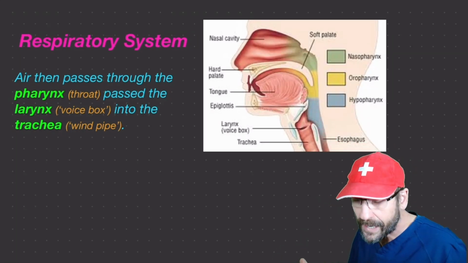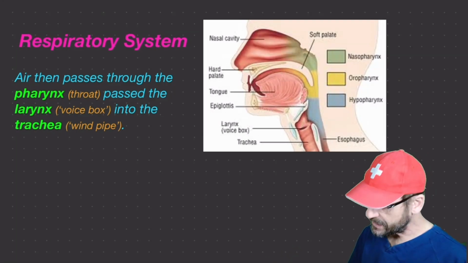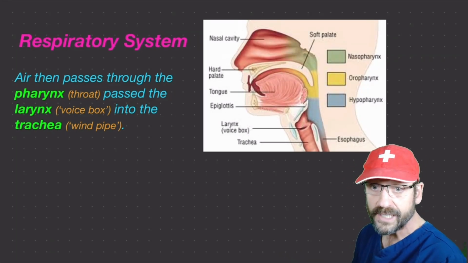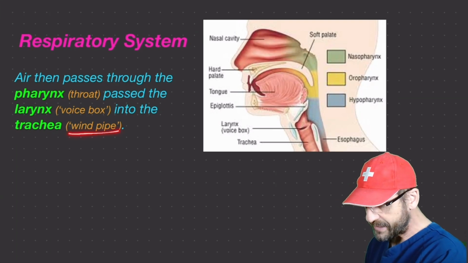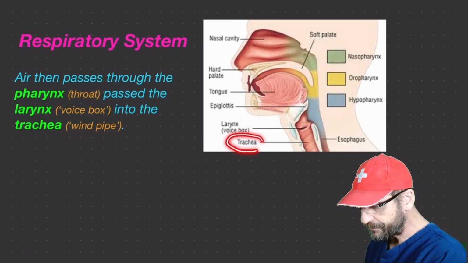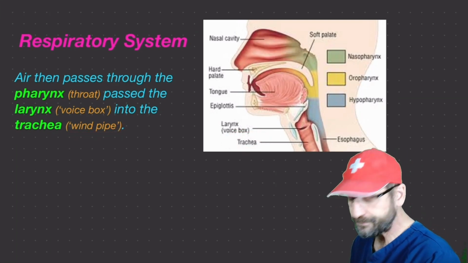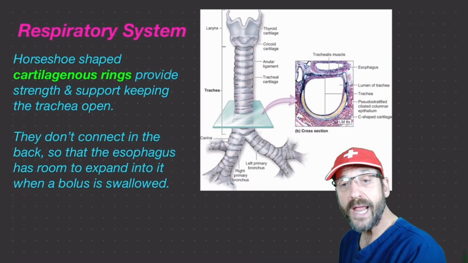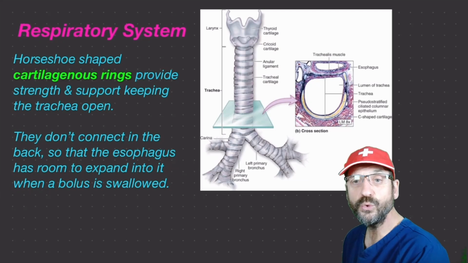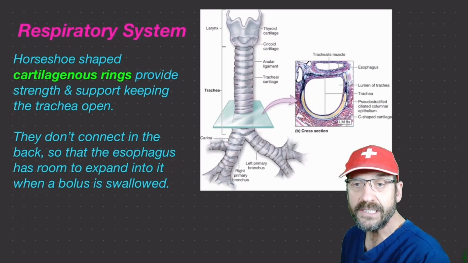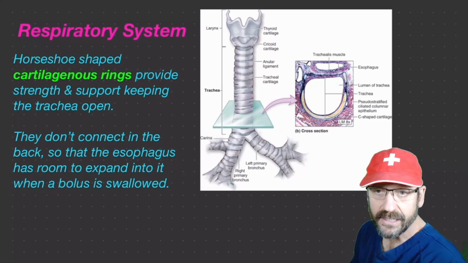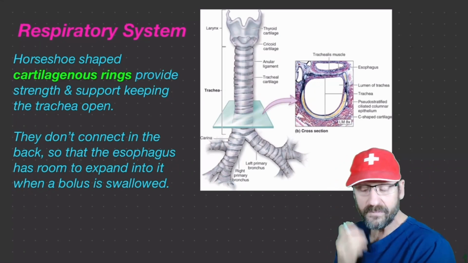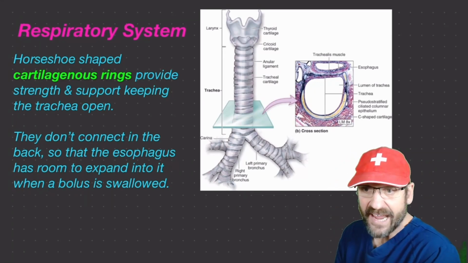And if you're joking, that's when accidentally food went into the wrong pipe. And that pipe it goes into is the windpipe right here. And that's the trachea. We call that the trachea. So don't joke. And the trachea is made out of horseshoe-shaped cartilaginous rings that provide strength and support, keeping the trachea open. So the trachea is where we breathe air through.